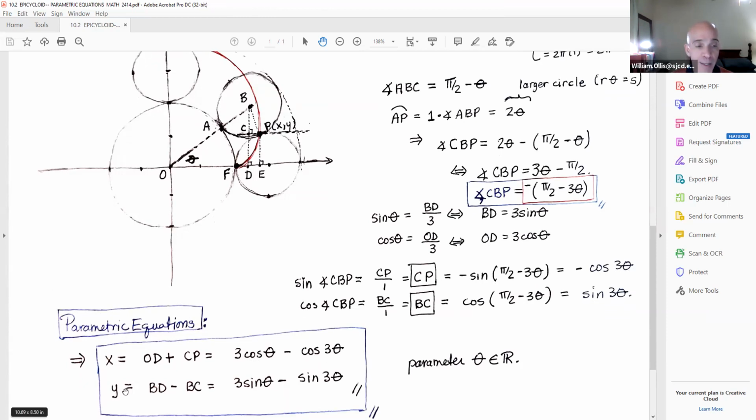And in this case, Y, again, Y is this distance right here, CD or PE, but we're just gonna focus on this because these are the actual segments that we know a lot about. So we're gonna say BD minus BC to give us CD, which is the Y coordinate. And so BD, which we see right here, is 3 sine theta, and then minus BC, which is minus sine 3 theta. And there you have it.